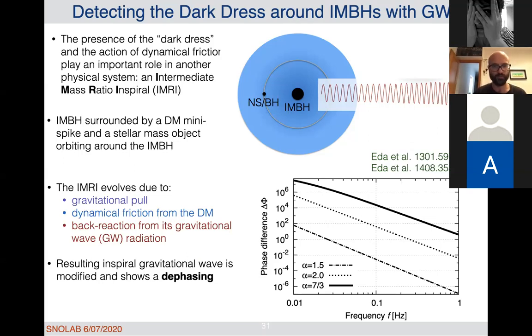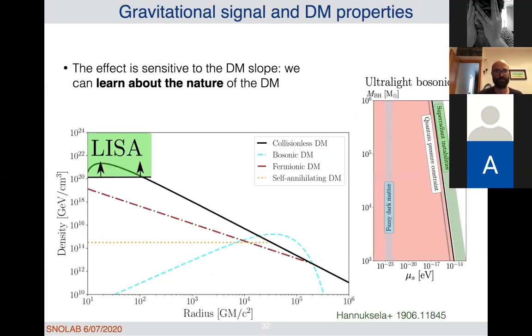It was discussed in the literature a little bit that this effect can produce a dephasing of the gravitational wave. So you can detect a different waveform if the system is in vacuum or if it is embedded in this dark matter mini halo, mini spike or dress. And you can do physics with this, because this effect would be sensitive to the dark matter slope. It would only be visible if the slope is particularly steep, so if the power law is steeper possibly than 2.